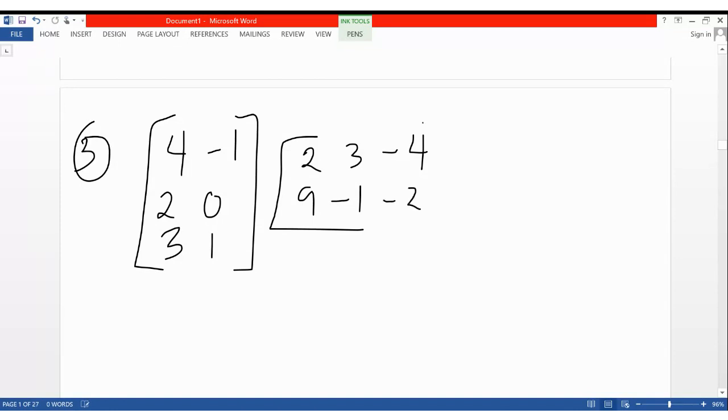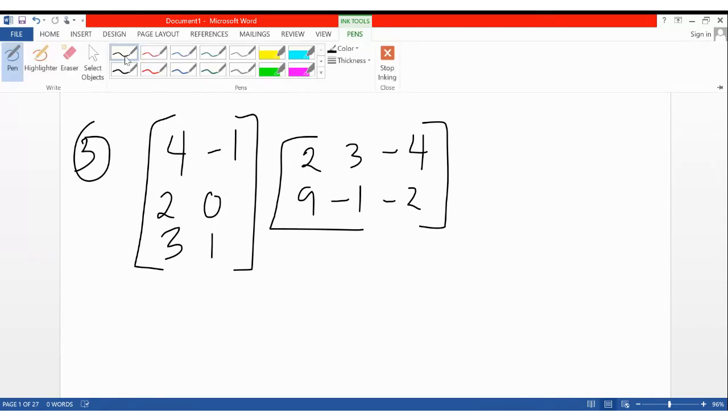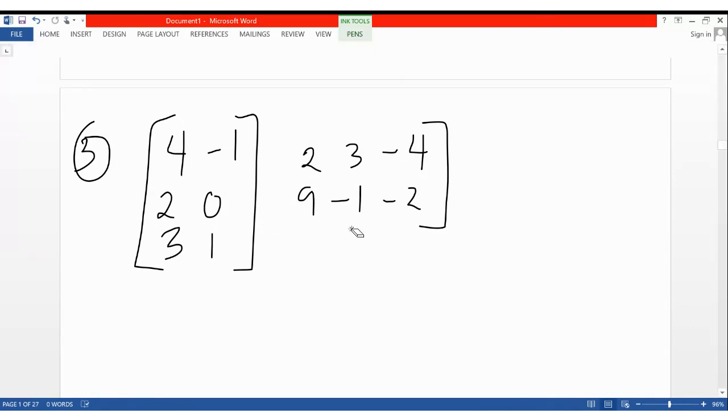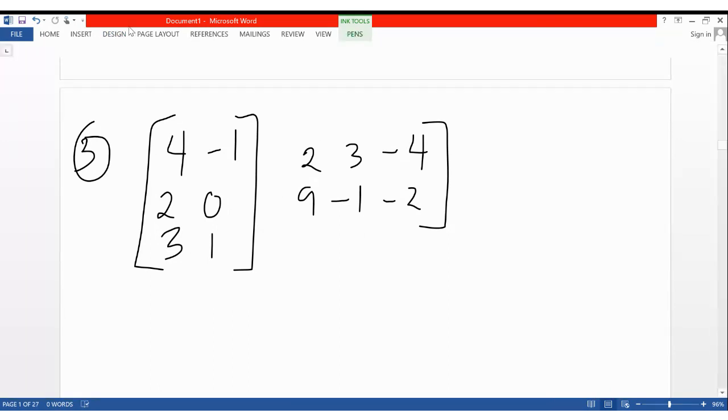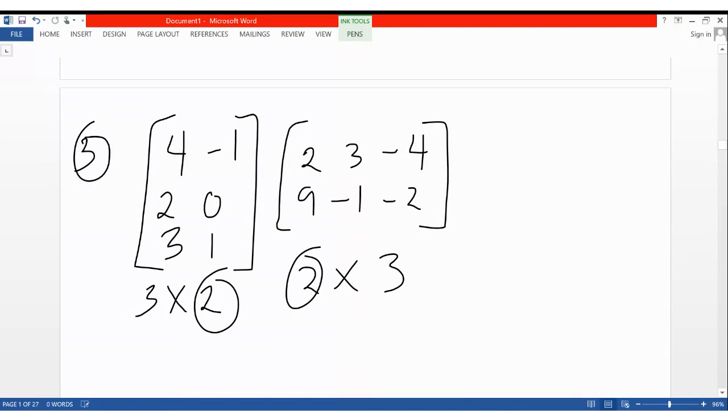Let's confirm first of all if it is possible to multiply that one. It's possible to multiply that one. We had said this one is a 3 by 2. Here, the number of rows is only 2, and the number of columns is 3. So you can see it's possible to multiply because the number of columns in the first matrix is the same as the number of rows in the second one. And basically, we should expect a 3 by 3 matrix as our final answer.